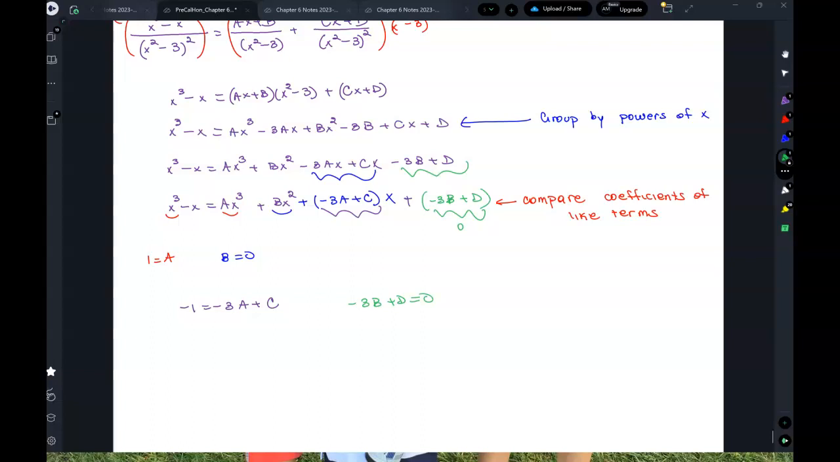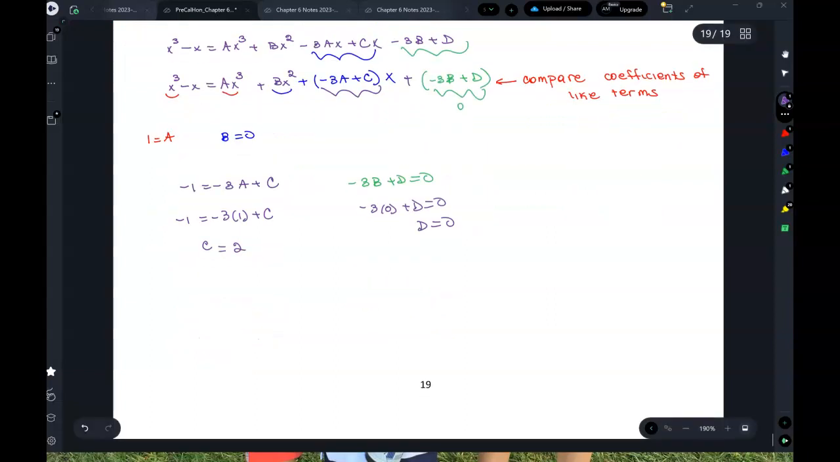So now, okay, let me finish this. So negative 1 equals, guys, negative 3 times 1 plus c. So what's c here? Right, and then negative 3 times 0 plus d is 0, so d is 0.